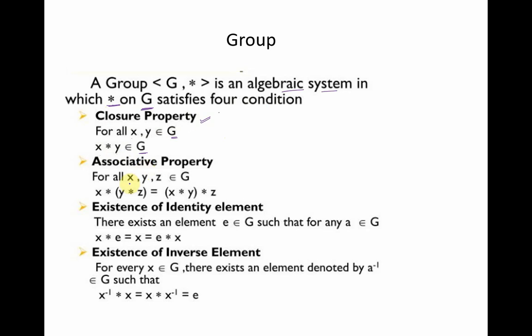Associative property: if we have three elements x, y and z belonging to G, then (x star y) star z is equal to x star (y star z). This is the property that is called the associative property. Existence of identity element. There should exist an element E belonging to G. See, this is an important point. The identity element once again belongs to the set itself. So that for any element x belonging to G, x star E is equal to x, that is E star x.